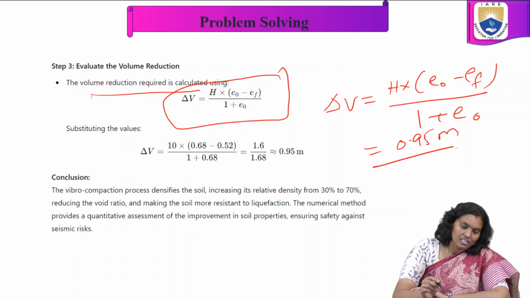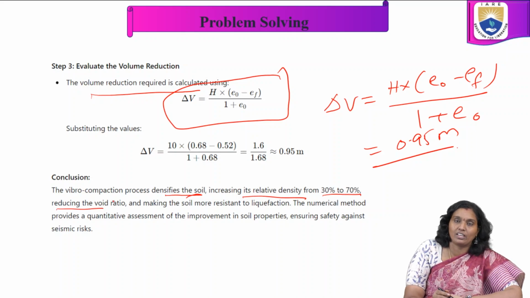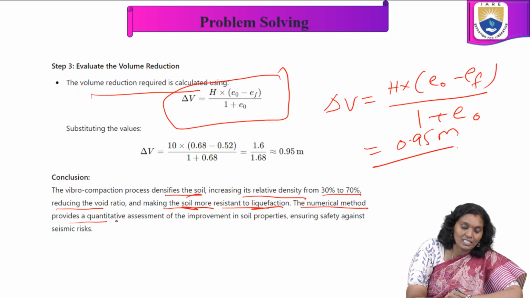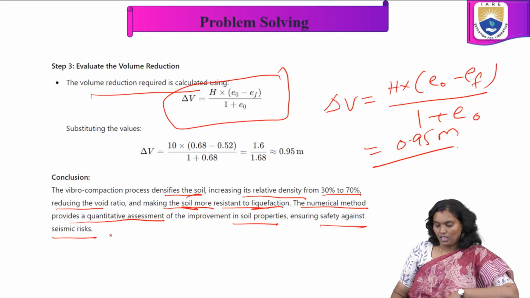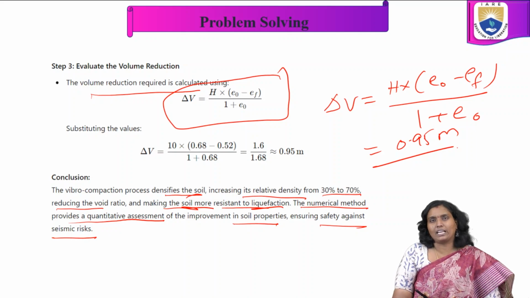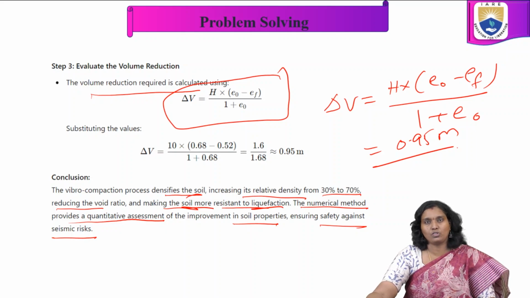So in this, the vibro compaction process densifies the soil, increasing its relative density from 30 to 70%, reducing the void ratio and making the soil more resistant to liquefaction. So the numerical method provides a quantitative assessment of the improvement in soil properties, ensuring safety against seismic risks. These are the things we understand according to the chosen technique. We follow this step-by-step procedure for getting the desired properties of the soil.